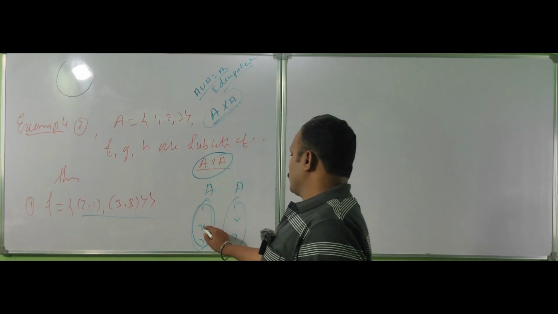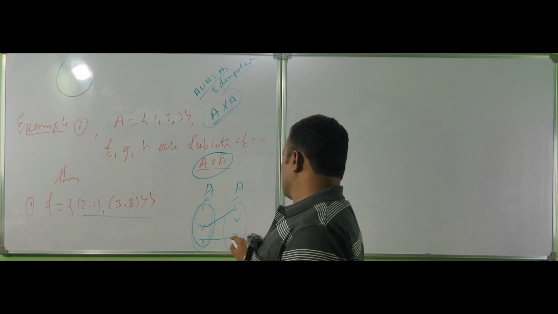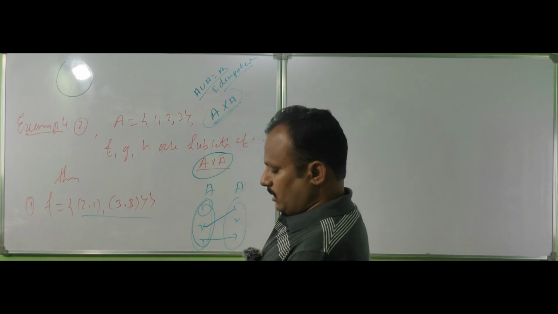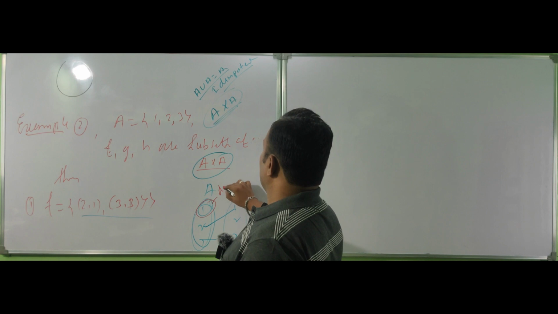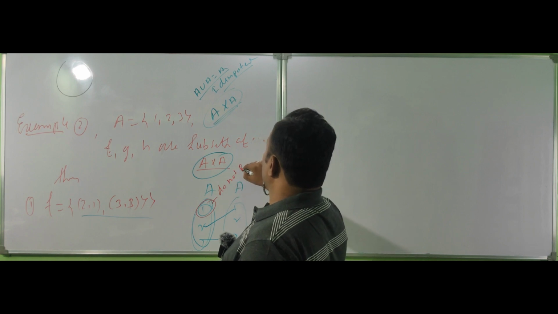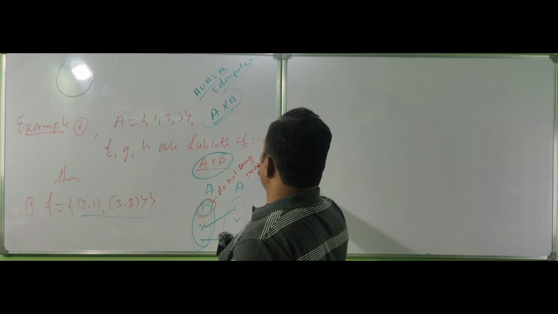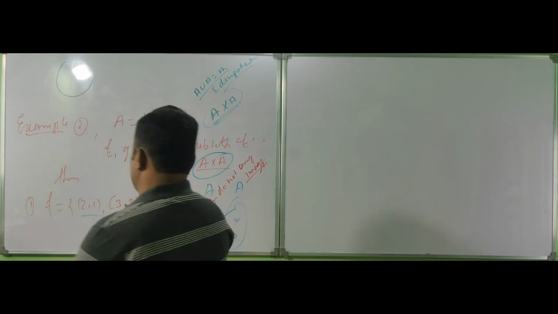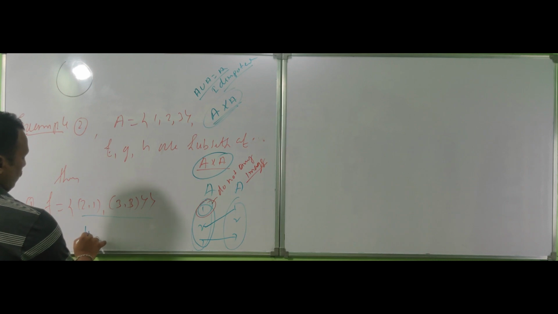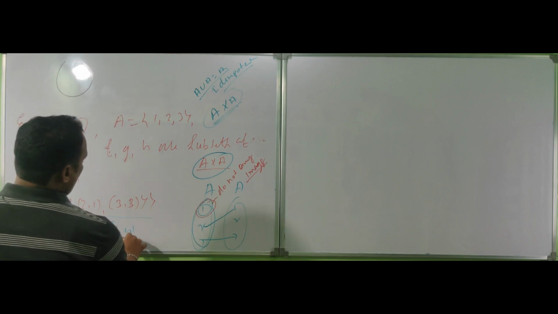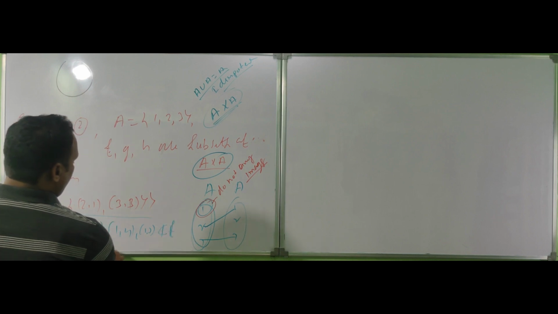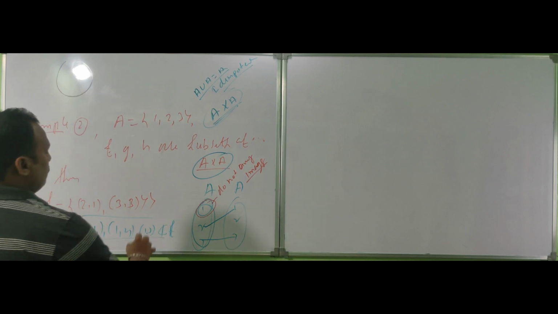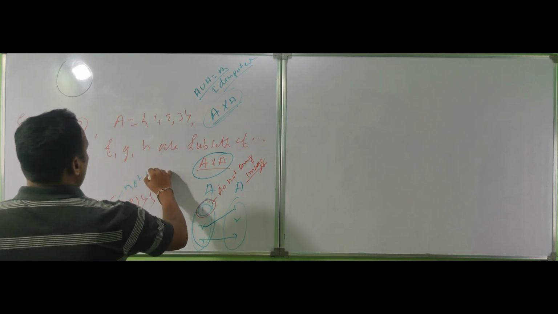We have 2 to 1, and 3 to 3, but for 1 we do not have any combinations. One does not have any images. Hence it is not a function, because (1,1), (1,2) or (1,3) does not belong to F. Therefore F is not a function.